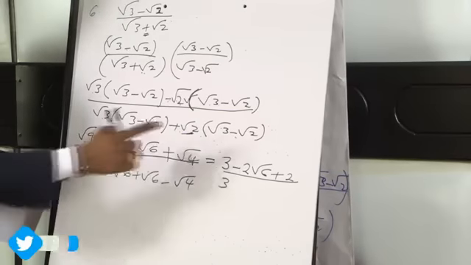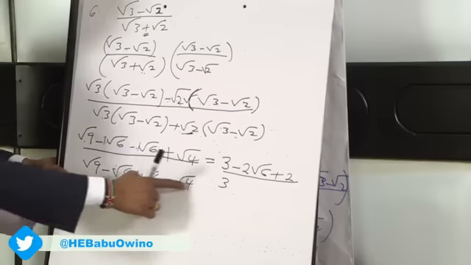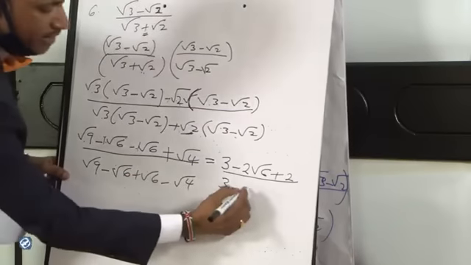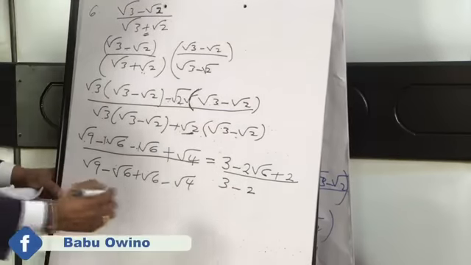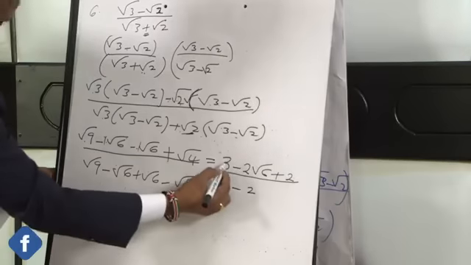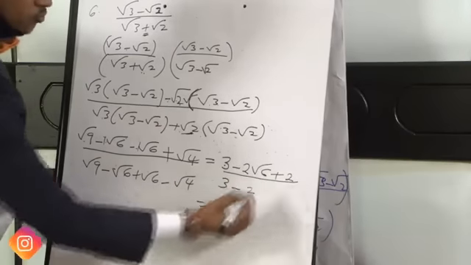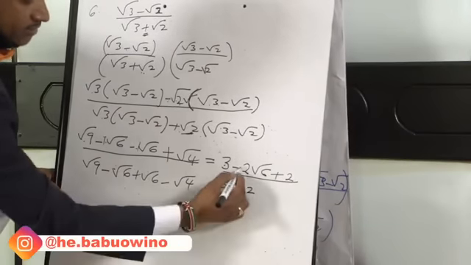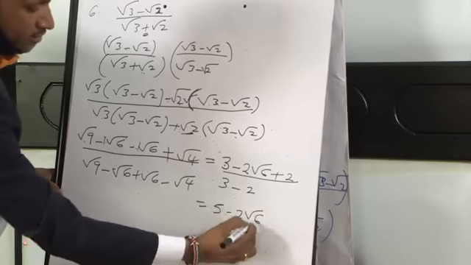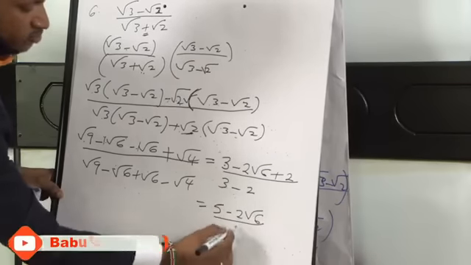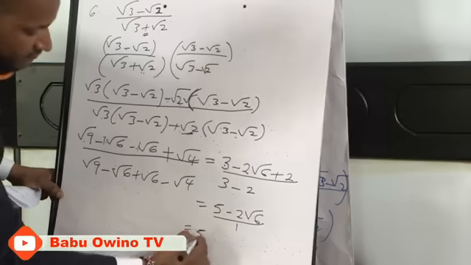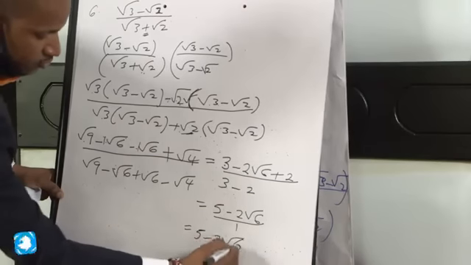So we don't write the 0. Then we have minus root 4. Root 4 is 2, so it is minus 2. So from here we have 3 plus 2, you get 5 minus 2 root 6, divided by 3 minus 2, which is 1. So we have 5 minus 2 root 6.